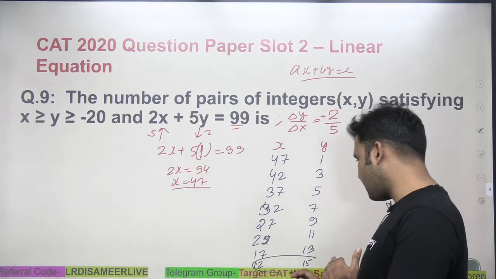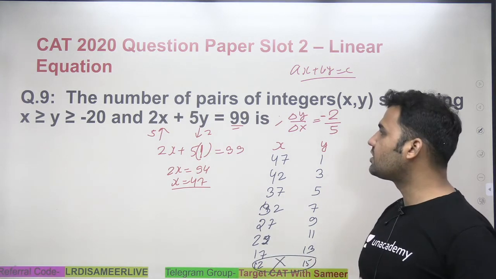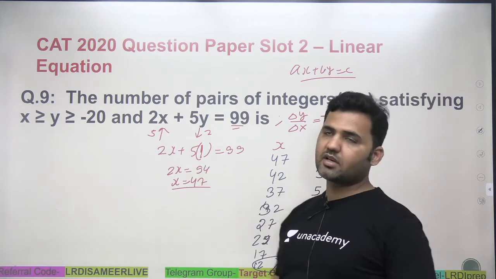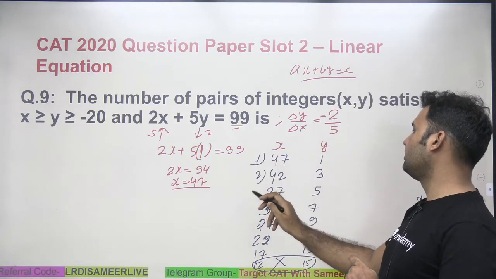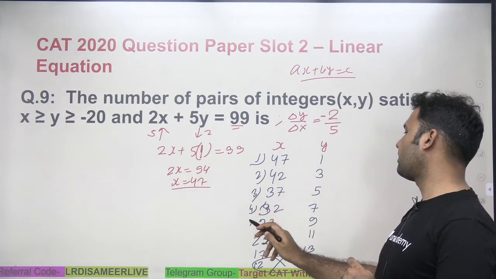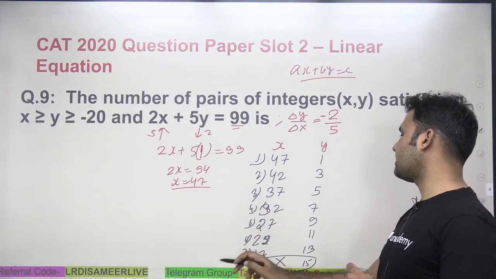Here x is less than y. This will not be a valid solution. I'm looking for x to be greater than or equal to y. So how many solutions did I get? 1, 2, 3, 4, 5, 6 and 7.